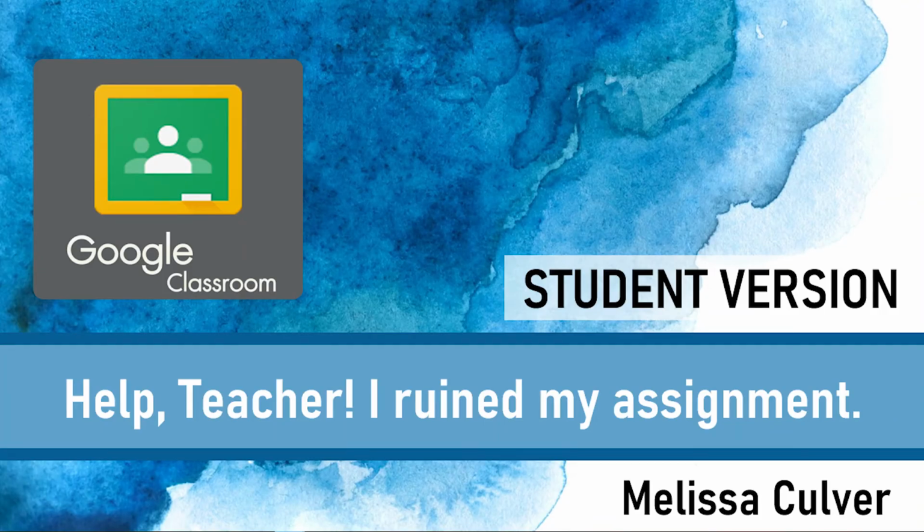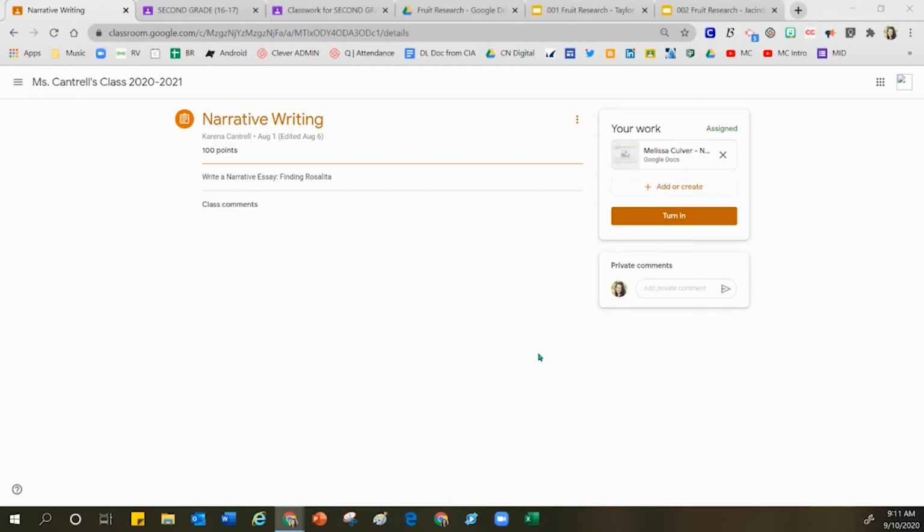The purpose of this tutorial is to walk you through the process of recovering a document that you have either accidentally deleted or accidentally ruined. So here I am inside Google Classroom. I'm pretending that I'm a student. Over here on the right-hand side, it has my name, and then it has the document that the teacher has shared with me. Now, it's your job to click right here on your name in order to open the document.